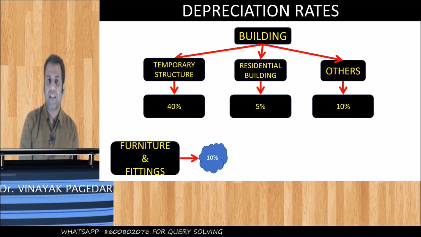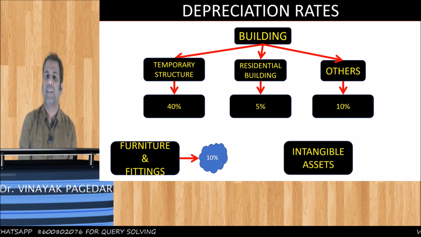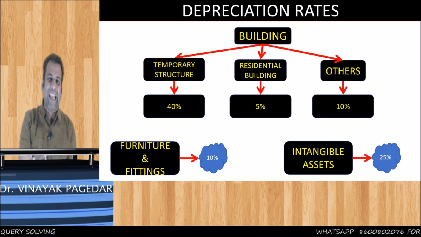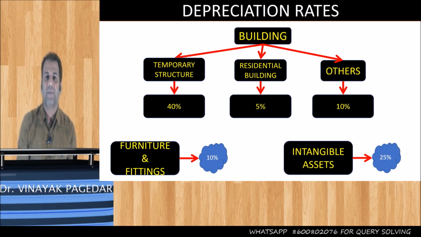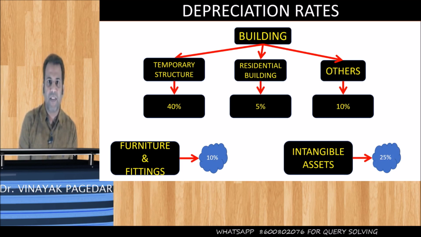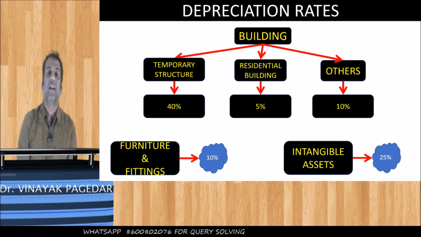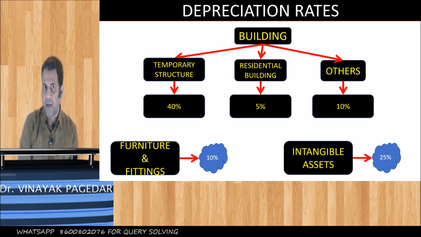Now I should discuss plant and machinery, but all intangible assets put together are depreciated at 25%. I'm finishing it first because plant and machinery is a bit lengthy, so I'm finishing the small ones first. Building is clear. Furniture and fittings 10% and intangible assets at 25%. So your know-how, patent, copyright, trademark, license, franchise all put together goes at 25%. I hope this part is clear.